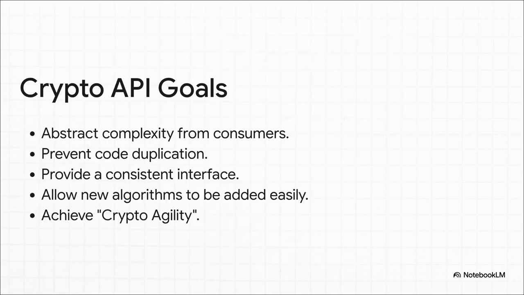And the thinking behind this API was super ambitious. The goal was to hide all the complicated stuff, stop developers from writing the same code over and over, and the big one was to achieve something called crypto agility. Now, that's a fancy term, but it just means you should be able to easily swap out an old, maybe broken encryption algorithm for a brand new, stronger one, to keep the whole system safe for the future.